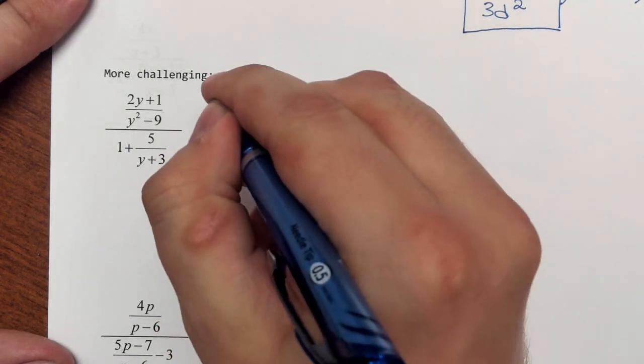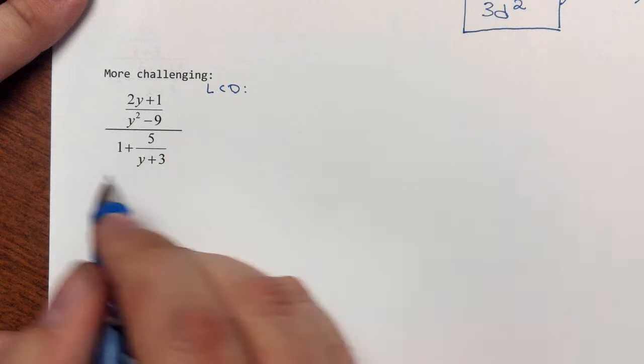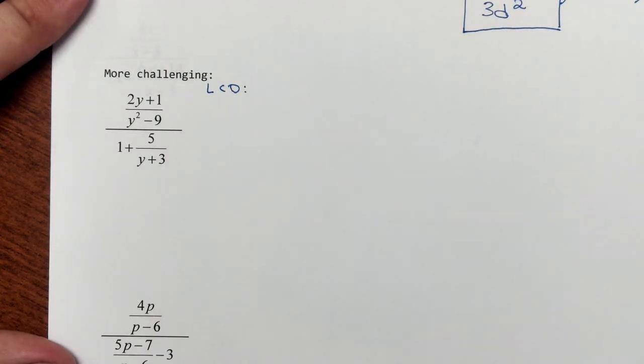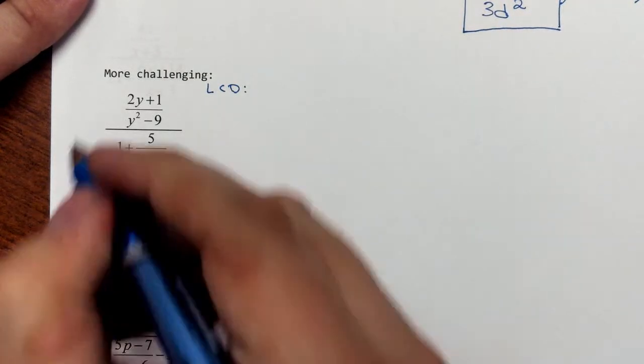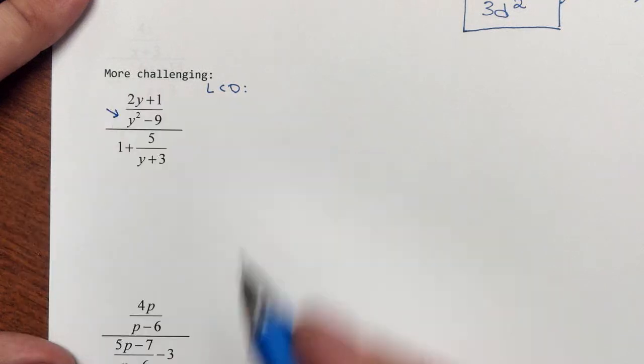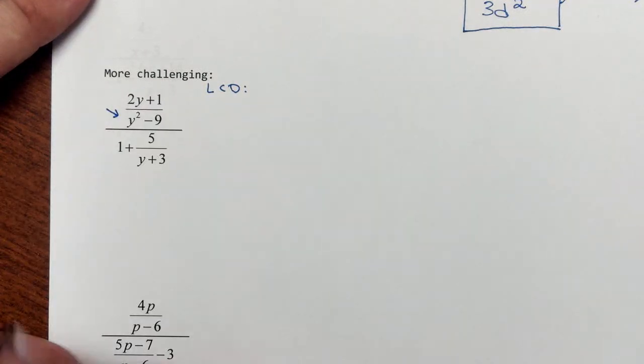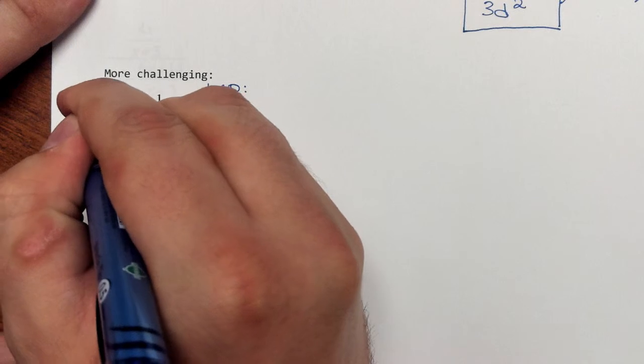I want to think about the LCD of all the denominators inside of this fraction. Now, in order to do that, what I need to do is first factor y squared minus 9. And y squared minus 9, that's pretty simple. That's y plus 3, y minus 3.